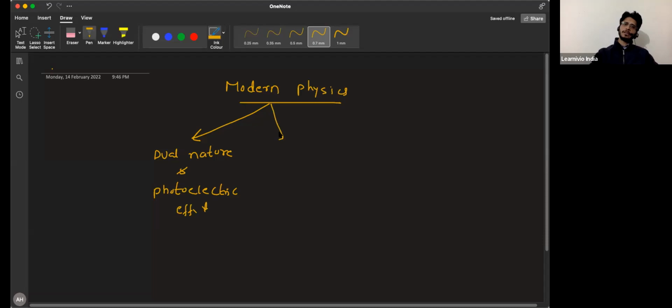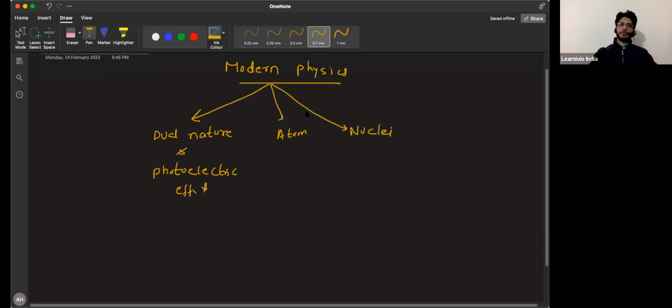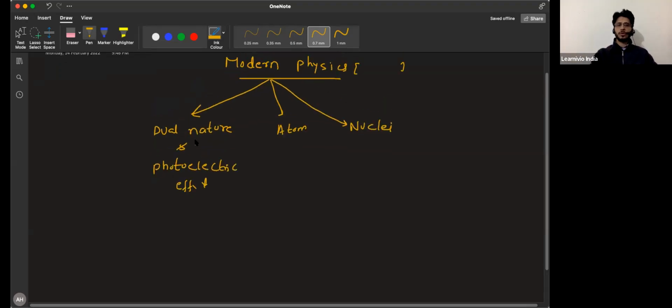Then you have another chapter by the name of atom. Now this whole atom is a repetition of the class 11th chemistry syllabus. And then you have nuclei. There are a few new topics in nuclei, but it's very, very small. So this is the entire modern physics. And this is the most scoring portion of your syllabus. See, ray optics is scoring. In wave optics, you can get some tough questions, but modern physics and electronics are very, very scoring topics. So we'll start with this dual nature and photoelectric.